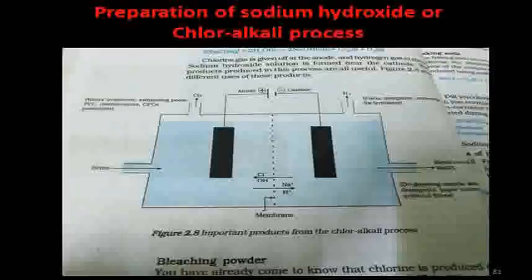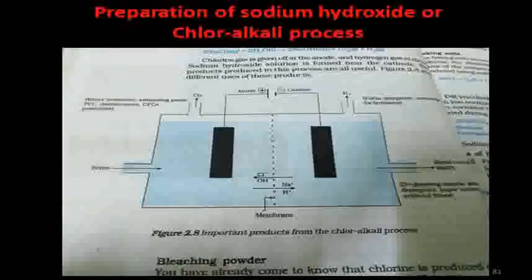Now here, chlorine gas is released at the anode. Chlorine is electronegative, so it is collected at the anode. Hydrogen is electropositive, so it is collected at the cathode. And sodium hydroxide also is collected near the cathode.